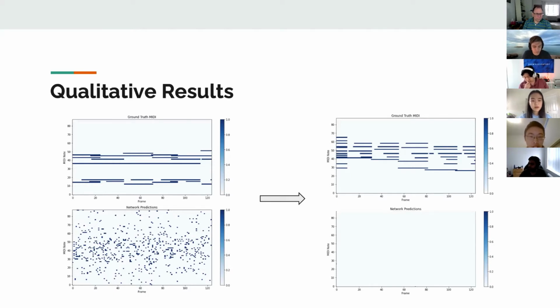I'll start at the left. This is taken from earlier in the training, and you can see that the network predictions, which are the little dark blue dots, cluster around where the ground truth MIDI notes are. Later in training, we realized that the network predicts all zeros. This actually reveals a problem with our labels, which is that they're too sparse. There are too many zeros and not enough ones, which are the notes that are on.